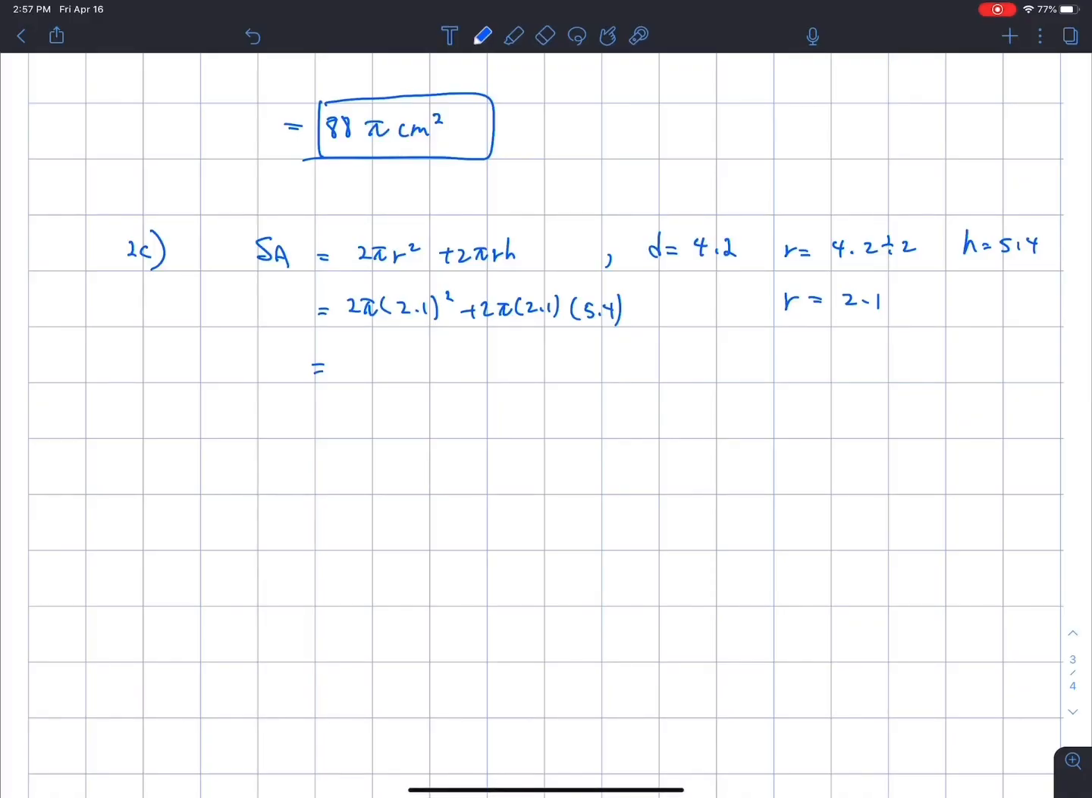So 2.1 squared times 2 is 8.82. And then 2 times 2.1 times 5.4 is 22.68. So 22.68 plus 8.82, we get 31.5 pi. And this will be in centimeters squared.